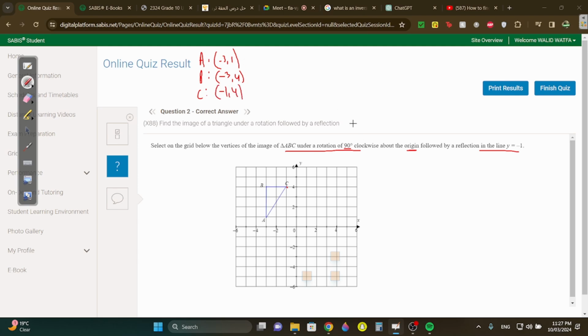First thing is 90 degrees clockwise. And the rule for 90 degrees clockwise was A comma B goes to B comma minus A. And it's about the origin, so we can directly apply this formula. So it becomes B comma minus A, so it will become 1 comma 3. A comma B becomes B comma minus A. So you flip the sign of A. You get me?